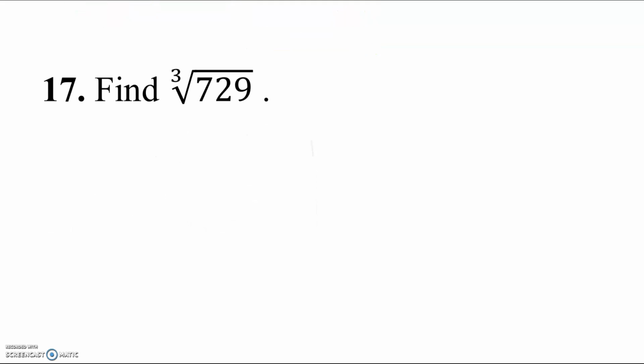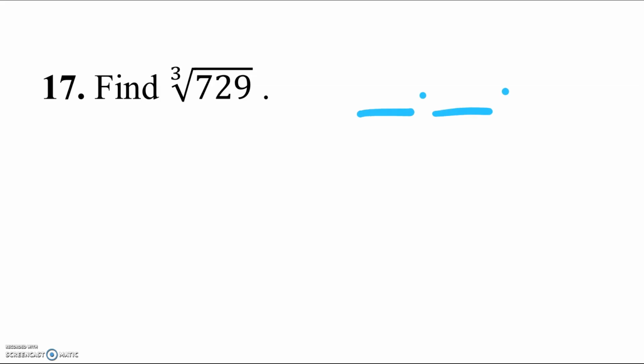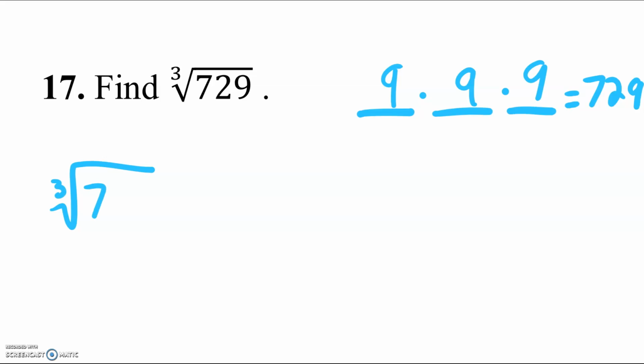Okay, and then 17. What's the cube root of 729? So remember, cube means we need to know something times something times something, right? Multiplied 3 times. So again, we can use our calculator, all our different options for multiplying it out, but we would find that 9 times 9 times 9 is 729. So the cube root of 729 equals 9.